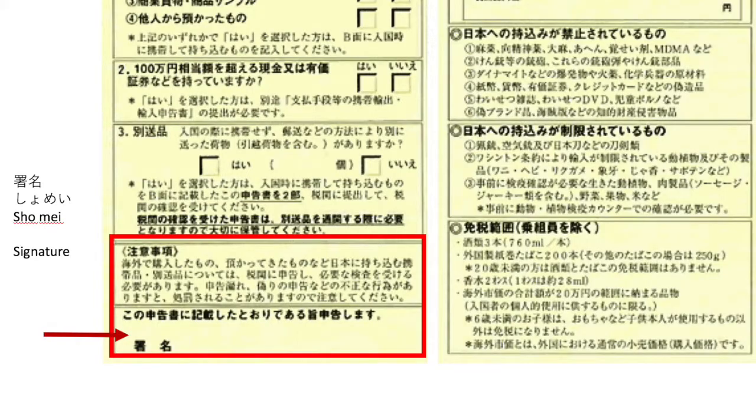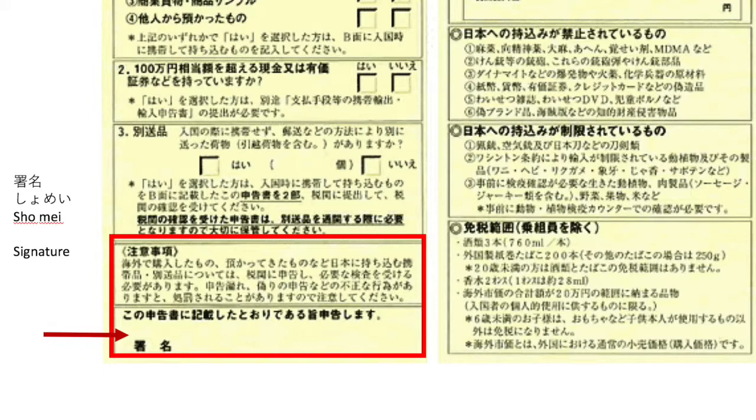And then here, in this box, you have to write your signature. It says shomei, and it means signature. That's pretty important because you would use it on any other forms too, and it has this shomei. So that's another good word to remember.